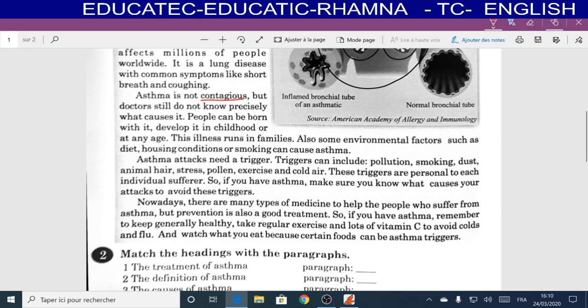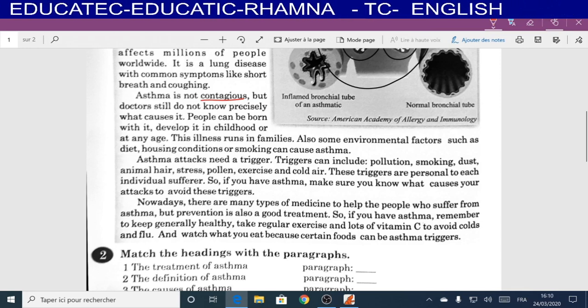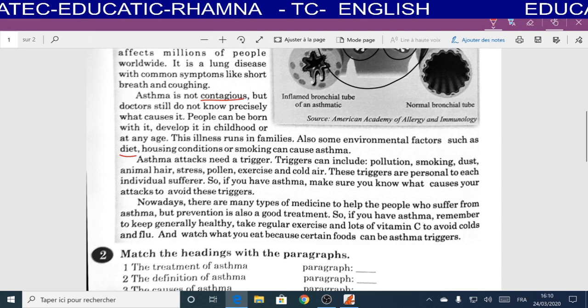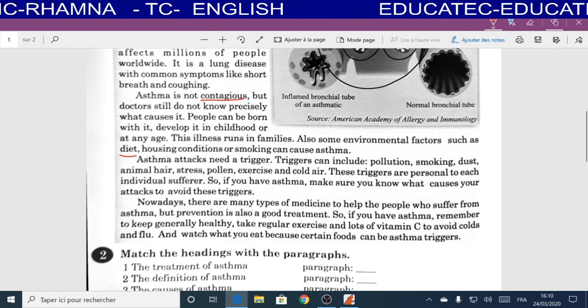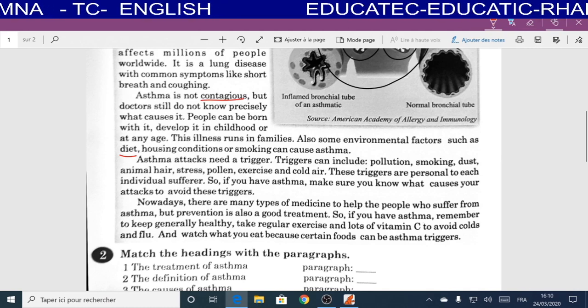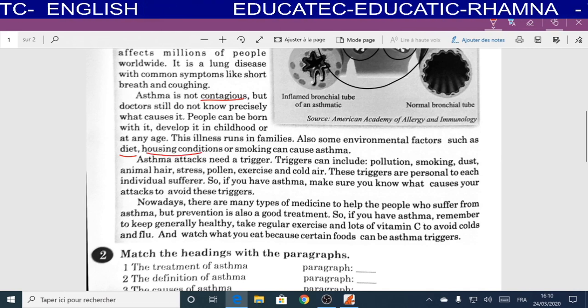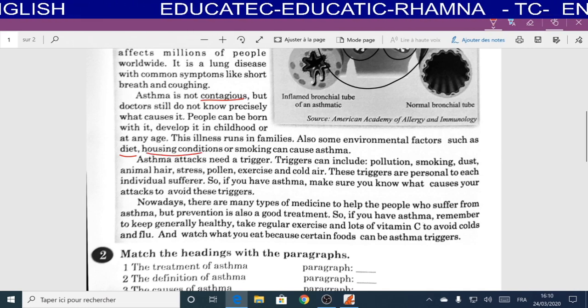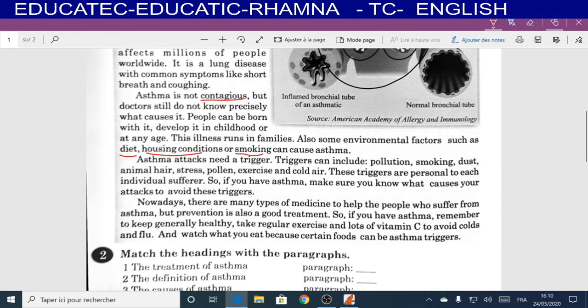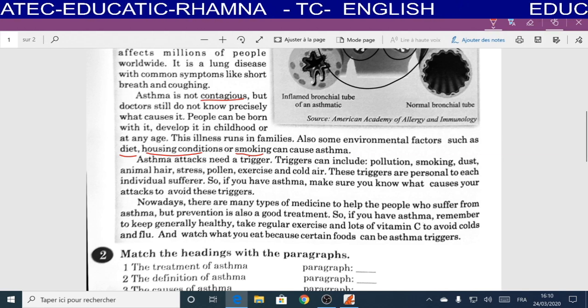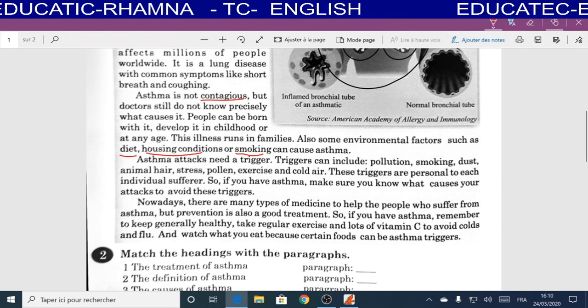Also, some environmental factors such as diet. What does diet mean? It's the way we eat, our style of eating, and housing conditions, for example when you live in a house where you don't have fresh air or sun, or smoking. Smoking is a very important cause for this disease, it can cause asthma. So we go to the next paragraph.